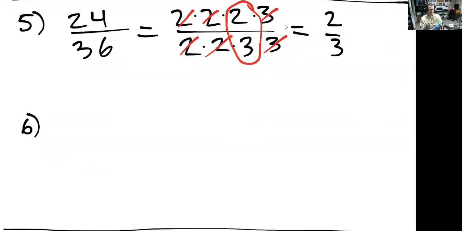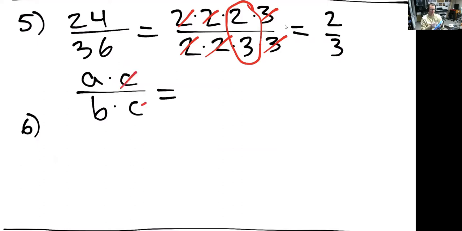The general form for this, not using numbers, but using arbitrary factors. So take any two real numbers, A and C, multiply them together. Divide by any arbitrary number B times the same C. Okay, up here in this example, we had 2s and 3s, but they could be anything, right? So we'll just use C as the common factor that cancels out. Okay, so it's just A over B.